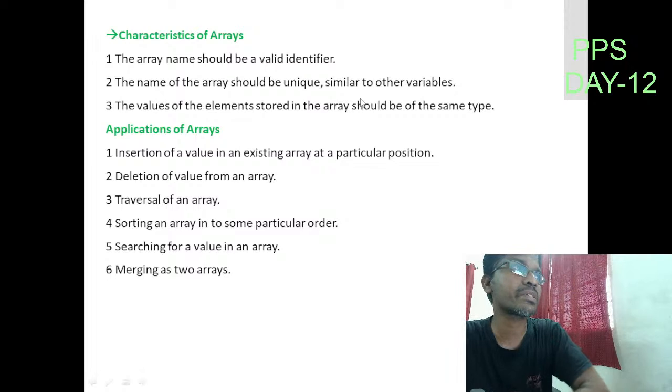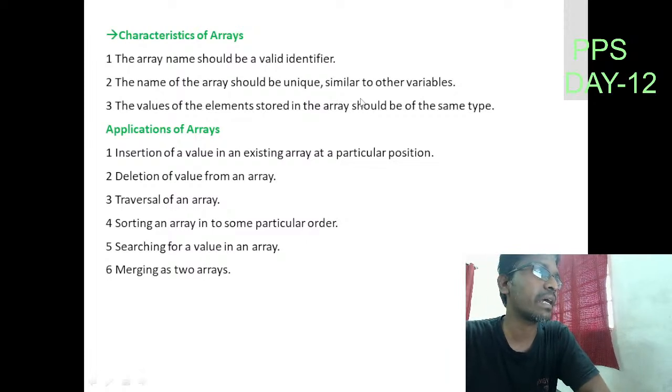So these are the characteristics of an array. The first one is that the name of the array should be a valid identifier. That means you must follow the identifier rules for writing the array name. The second one is that the name of the array should be unique and similar to other variables. Just as we use variables in a general program, the same variables rules are also used for arrays.